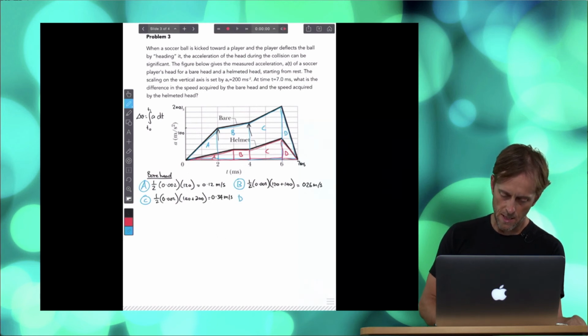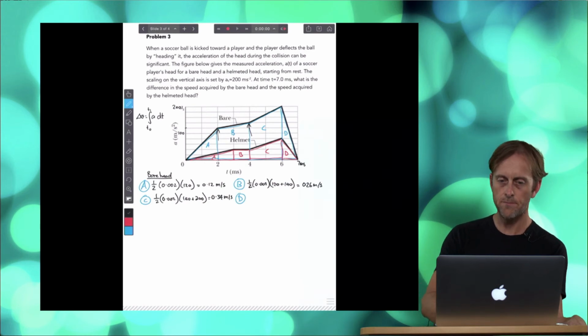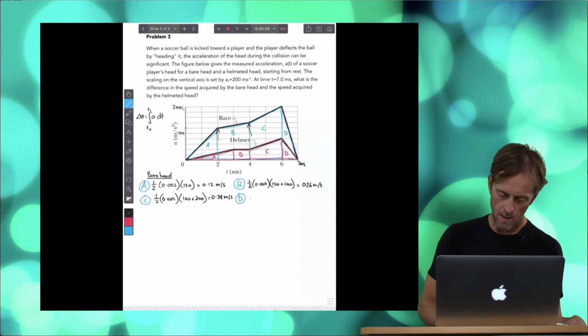And area D, finally, is just another triangle. Half base times height, half 0.002. And the height, sorry, is 200. Comes out to be 0.10 meters per second.